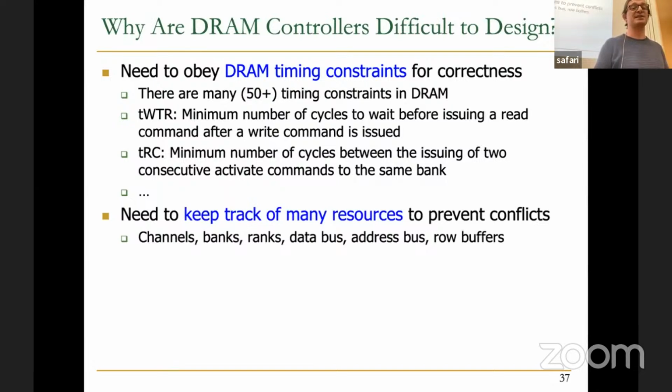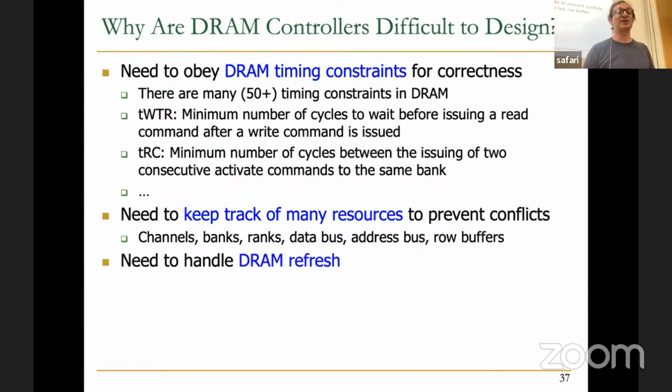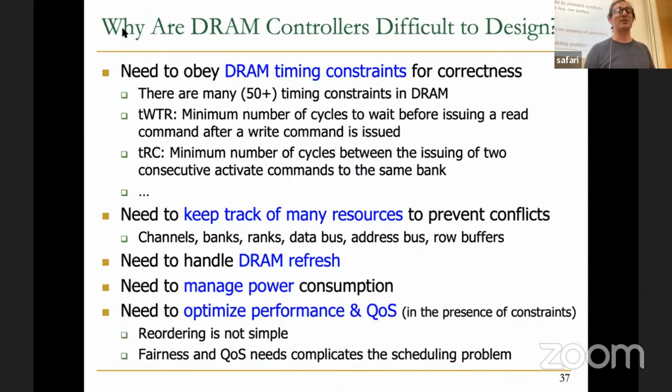Then you need to keep track of many resources, as we have discussed, and these are increasing over time. Bank groups are not here, but they were introduced relatively recently, for example. You need to handle DRAM refresh, clearly, and we've spent one full lecture on that topic. You need to manage power consumption, as we have discussed briefly. You need to optimize performance and quality of service in the presence of all of these constraints. And you need to design the controller hardware itself. Doing reordering is not simple. Even something like reordering is not that simple in the end.